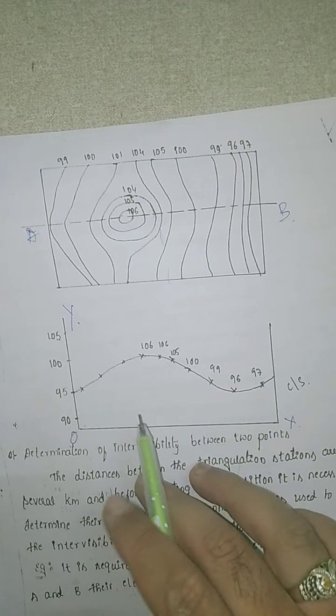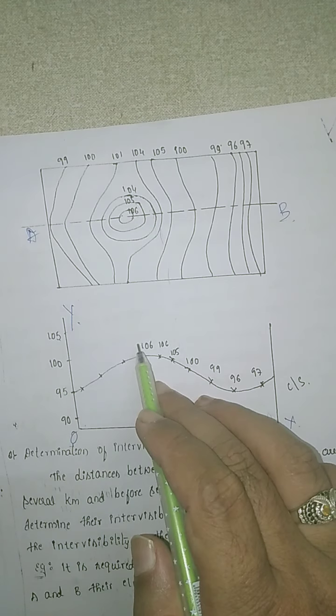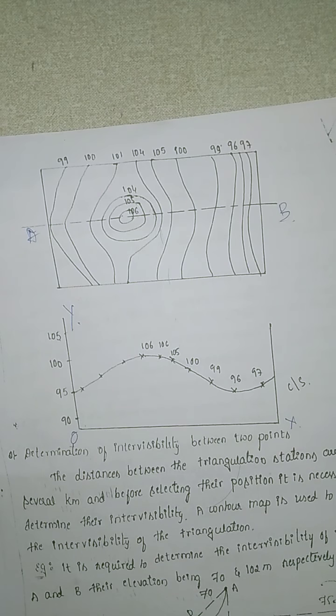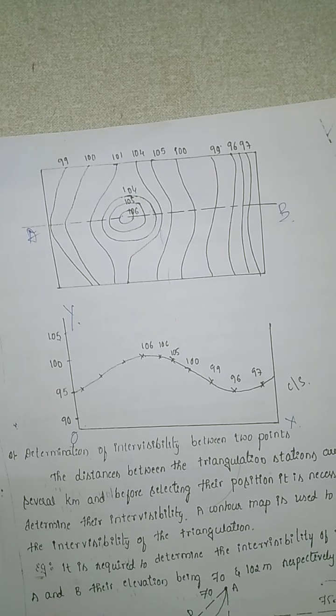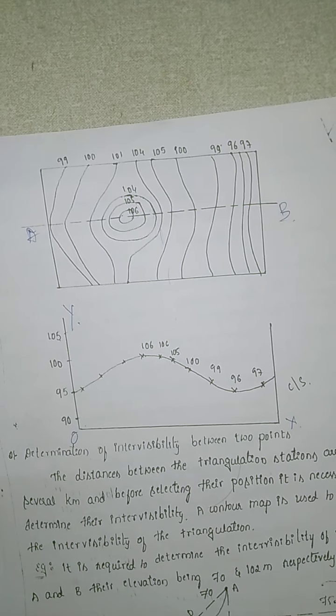Either it is going to have a slope, a rising gradient, a falling gradient, whatever might be the shape of that particular ground. In order to have the general shape of the particular ground, we can utilize the contour map. This is how the contour map is going to help us.